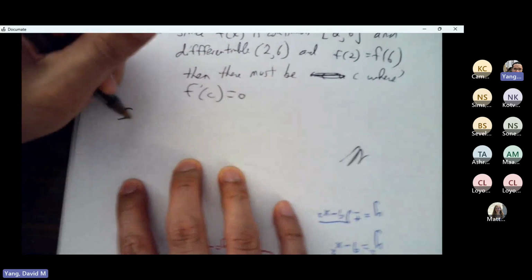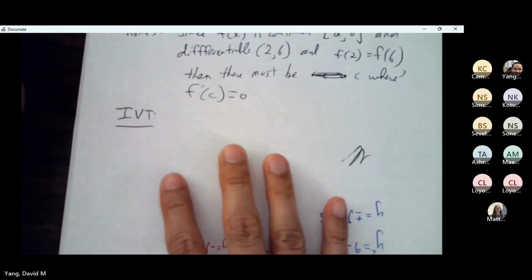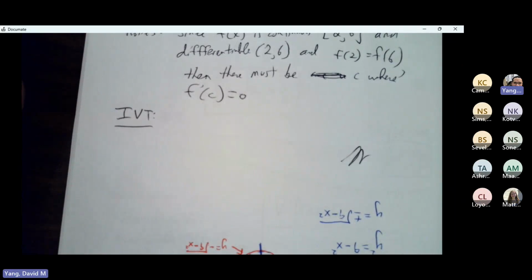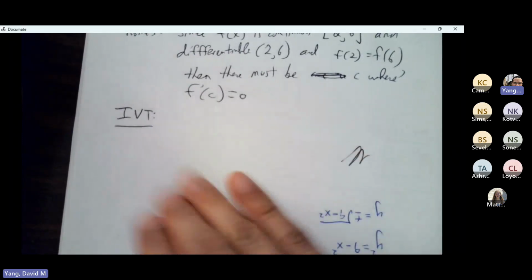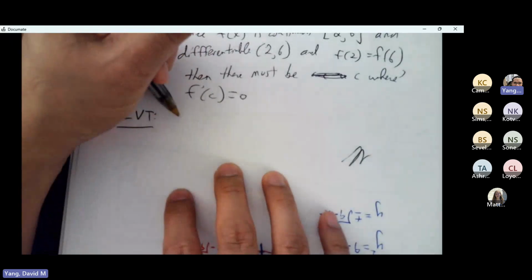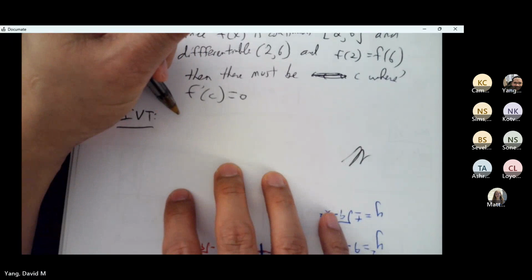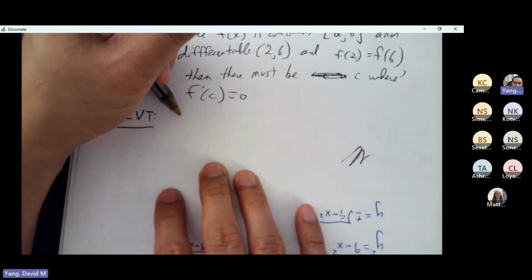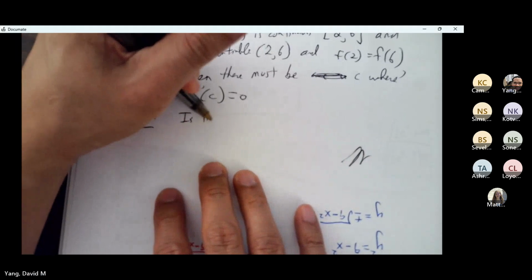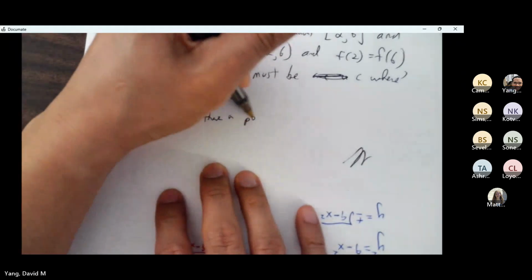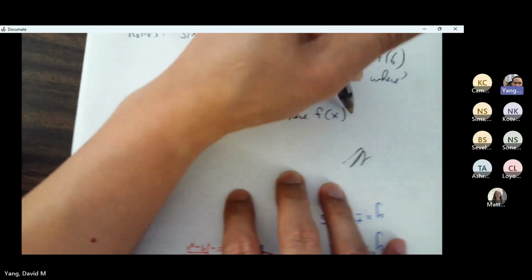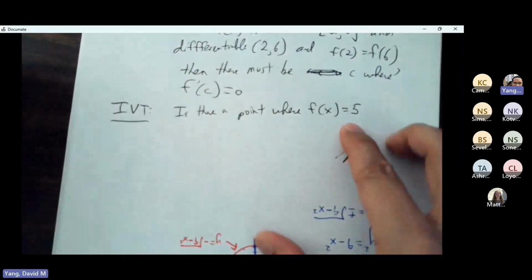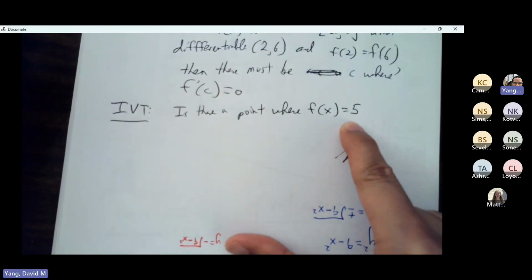EVT, mean value theorem, rules. Another one is IVT. So IVT has no calculus involved. It's just using logic to deduce that there must be a target point, a Y value that lives on the graph. So let's say the problem says, is there a point where F of X is equal to 5? Okay, so let's say the question is, can I guarantee where that point is equal to 5?